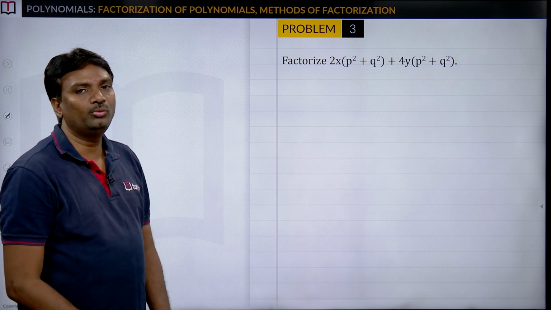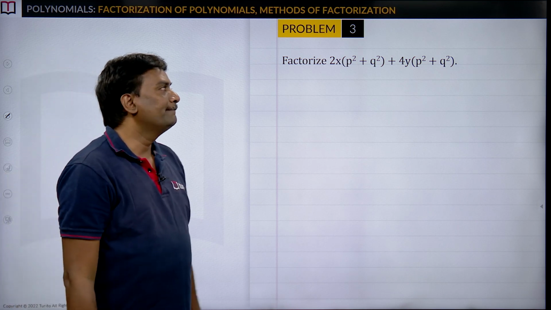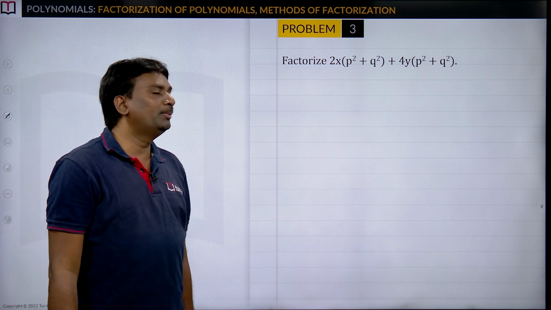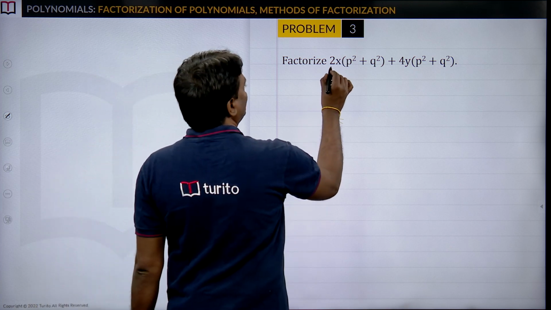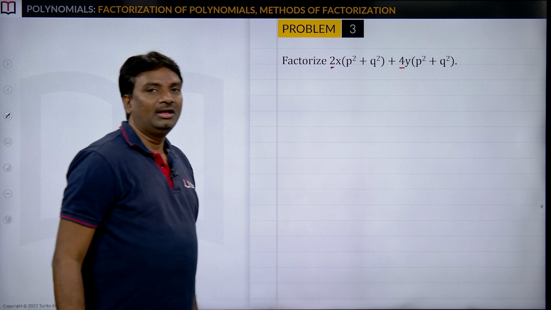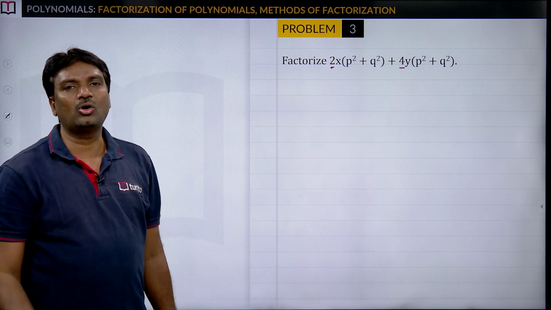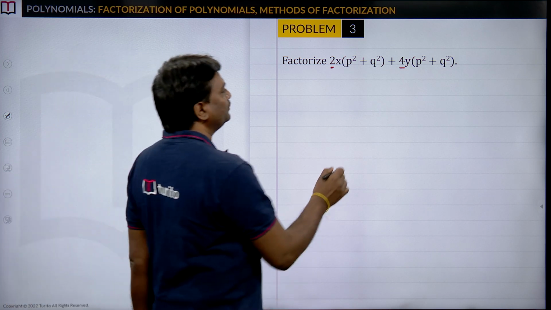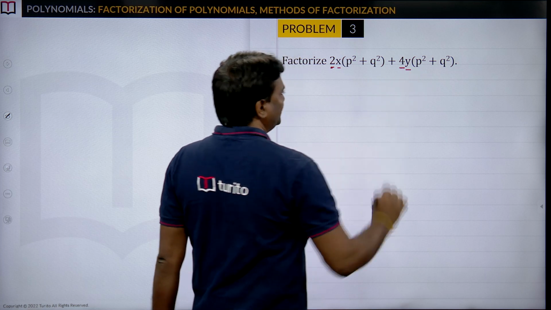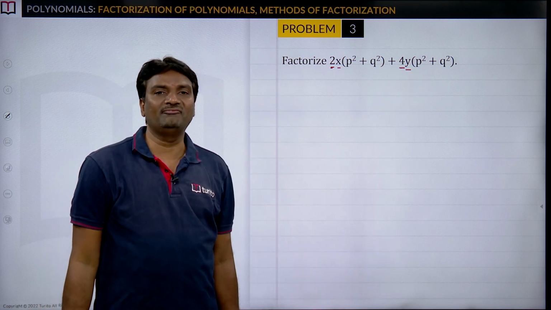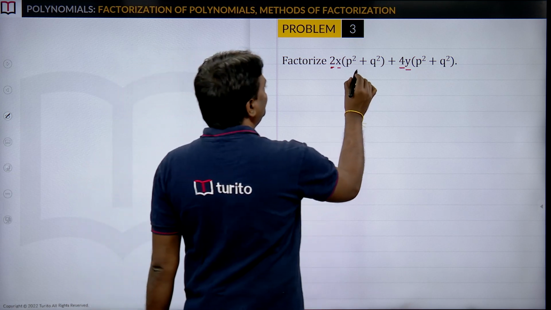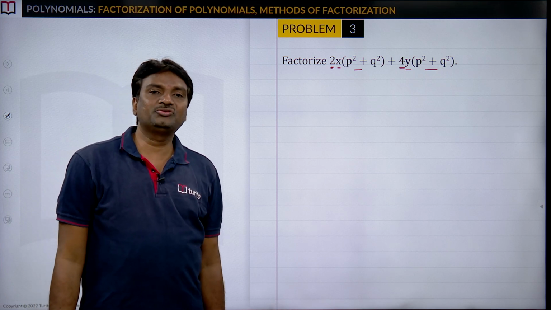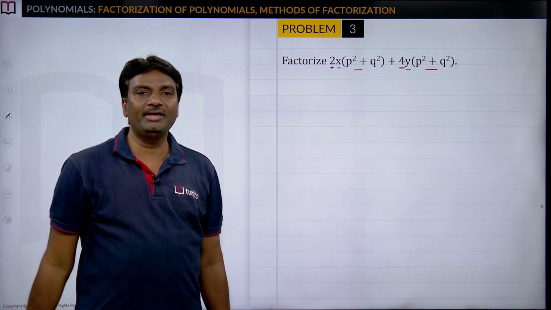Factorize 2x into (p square plus q square) plus 4y into (p square plus q square). What are the numericals? 2 and 4. So, clearly we can say 2 is the common factor because 4 can be written as 2 into 2. Here we have only one x, only one y. So, x and y are not common factors. Next, if we take p square plus q square, here also we have p square plus q square. So, clearly we can say p square plus q square is also a common factor.